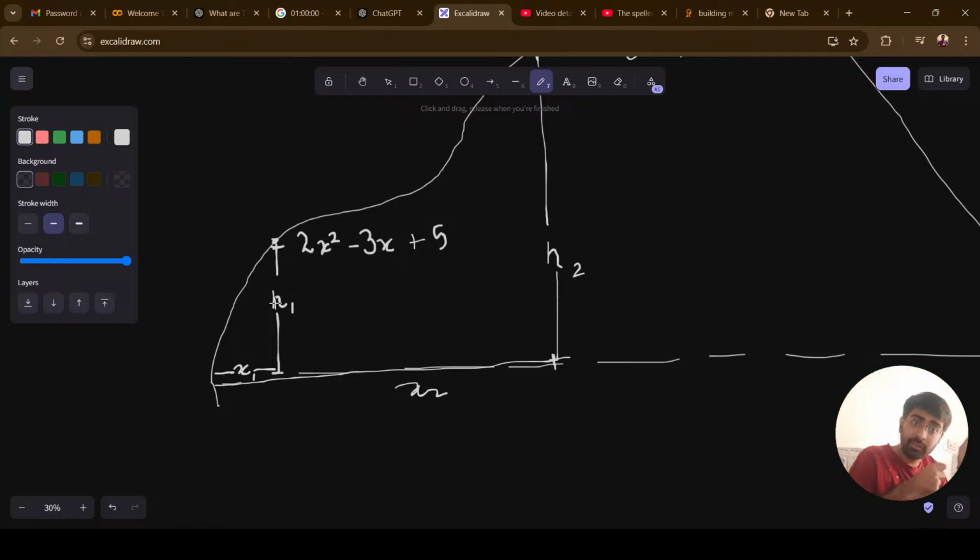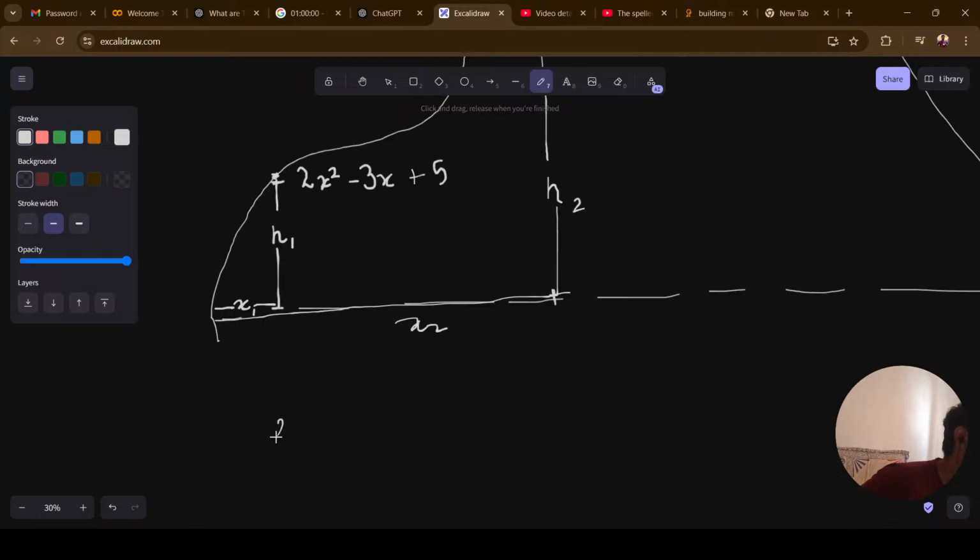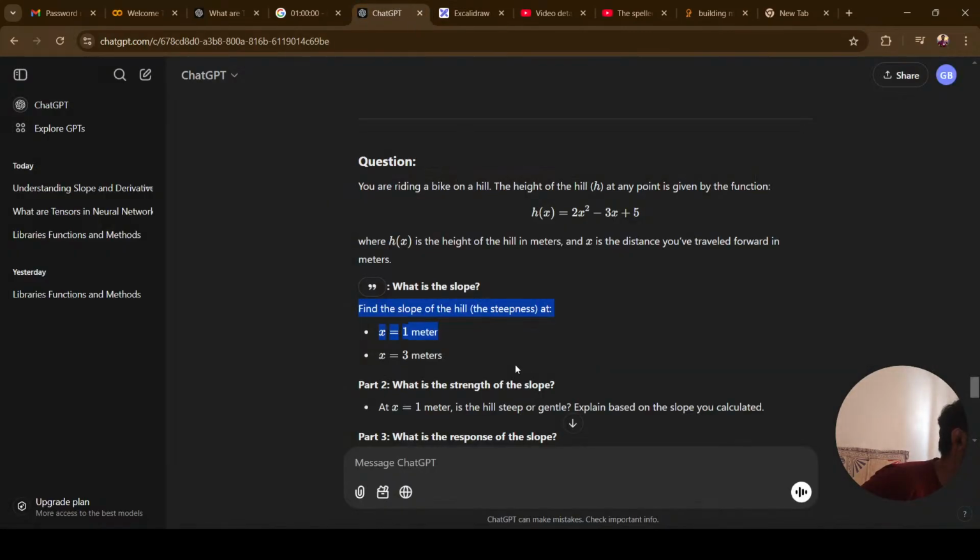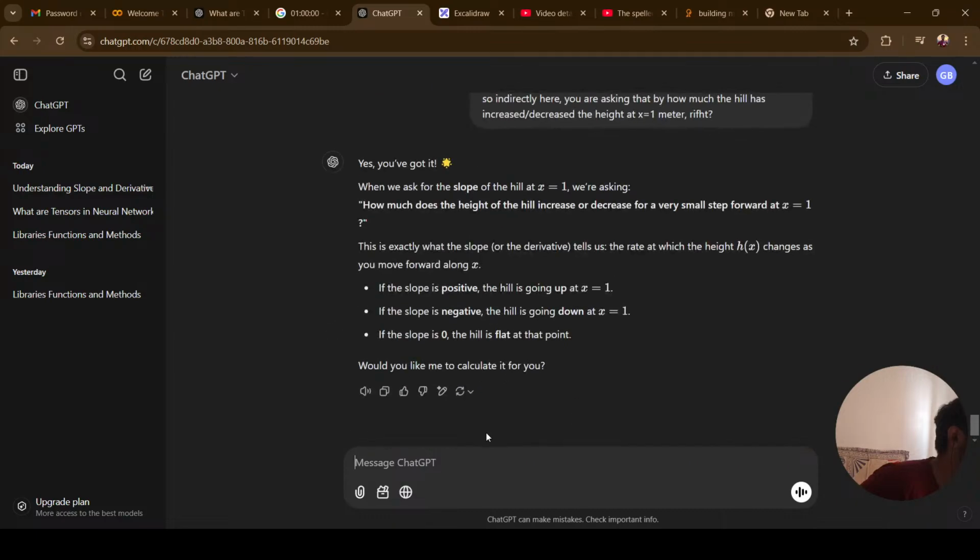So the value it needs to get. Now, let's say the point is here, and this is not a steep line, obviously. This is some sort of parabola, a curved line, right? So if I put in the value, 2 minus 3 plus 5, that is 4. If the slope is positive, the hill is going up.